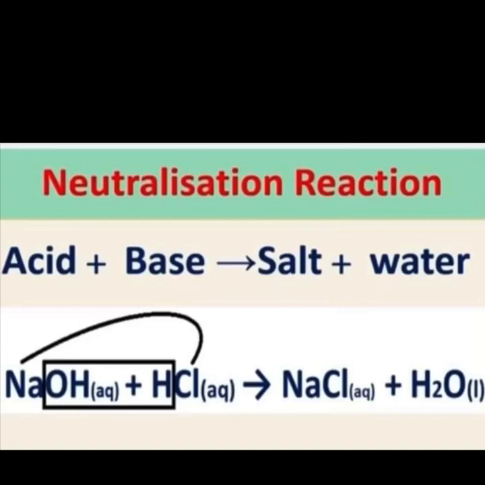How do acids and bases react with each other? Children, when an acid and a base react, salt and water are produced. What are the products formed? Salt and water. Example, sodium hydroxide is a base, right? When sodium hydroxide is reacted with hydrochloric acid, sodium chloride and water are formed. What are the products formed? Sodium chloride and water.